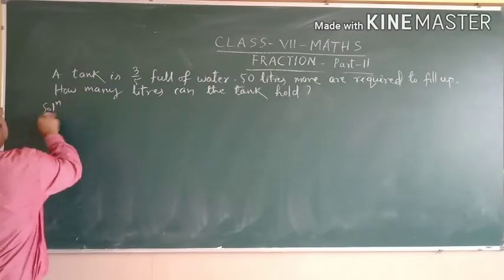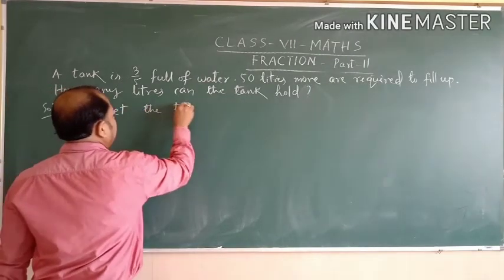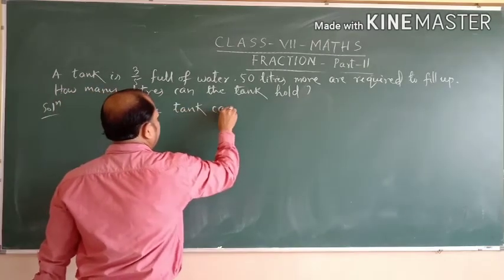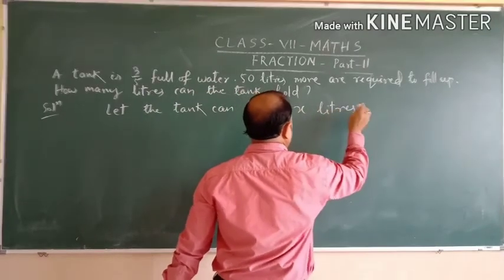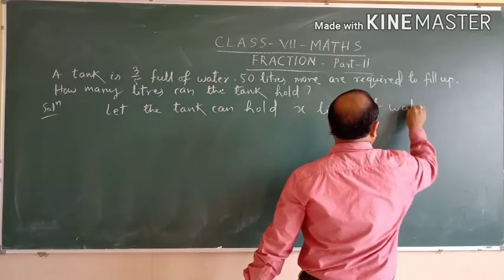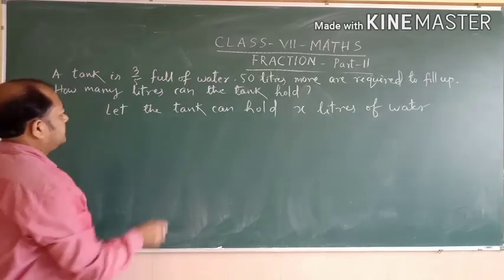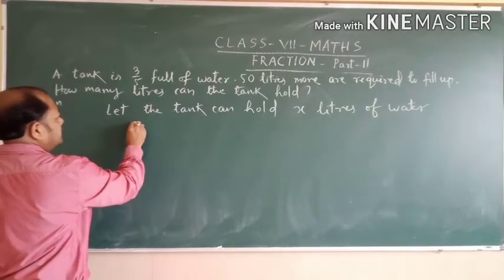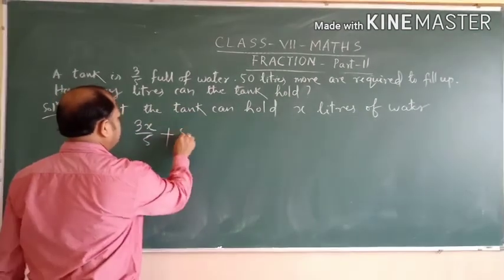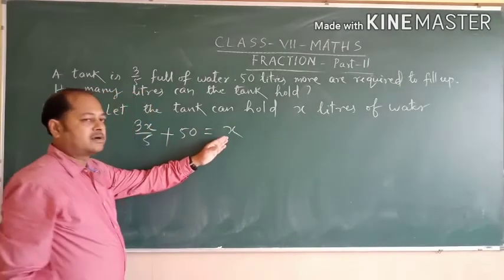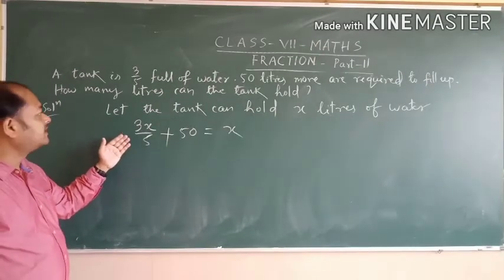Solution. Let the tank can hold x liters of water. According to the question, 3 by 5 of the tank is full. So what is the 3 by 5? 3x by 5, and plus 50 liters required. So plus 50 equals the full amount. The full amount is x. So this is the equation, and here you have to find out x. If you find out x, then that is the solution.